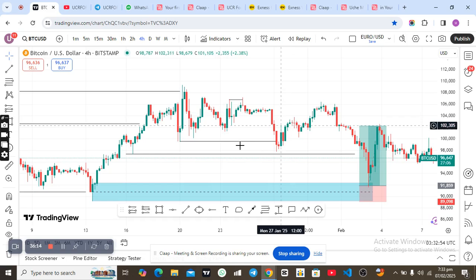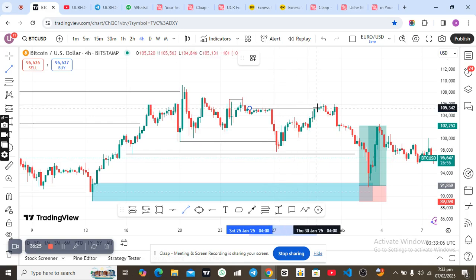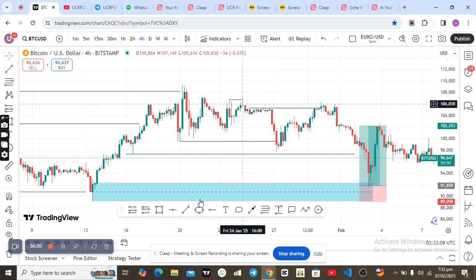So immediately we found this internal structure BOS, all I did was to look out for my inducement before I mark out that point of interest. Where's my inducement? My inducement is this. This is my inducement. Where is my point of interest? Look at it here. Look at my point of interest.